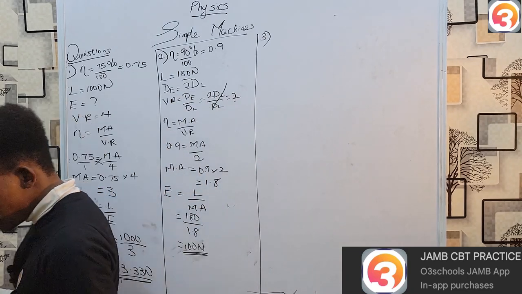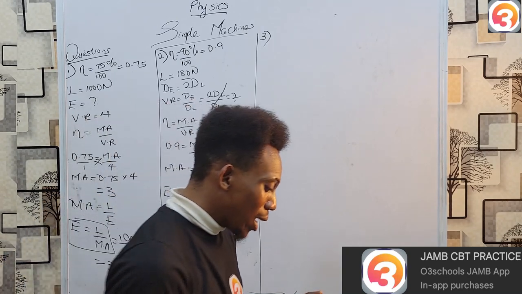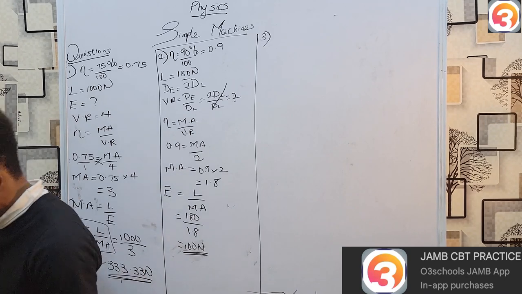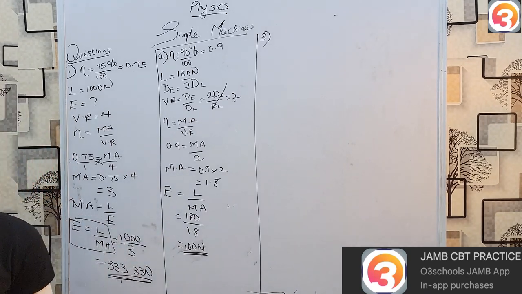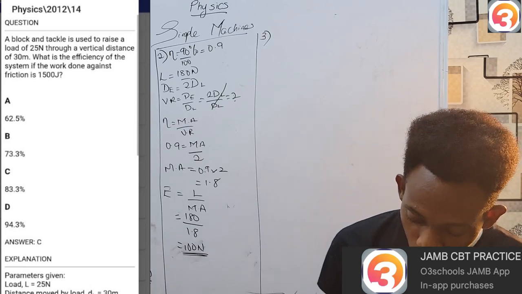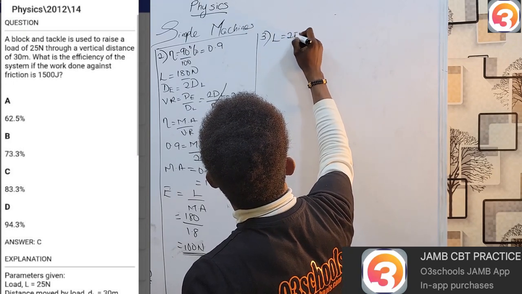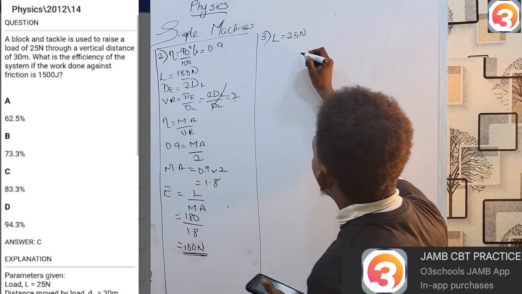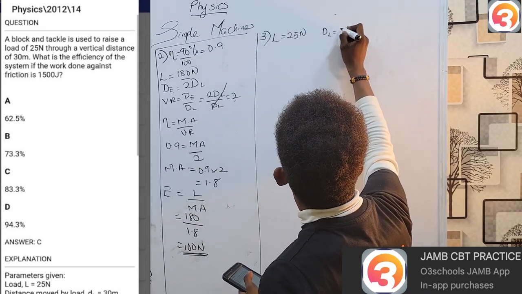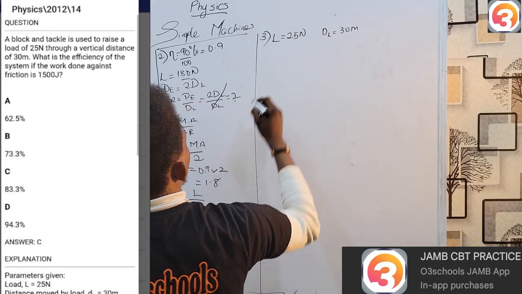Trying our third question. This one tells us that we are dealing with a block and tackle system. Oh, my bad, this is 2012, number 14, for those of us checking out the JAMB app. Now, this block and tackle is used to raise a load of 25 newton. The load is 25 newton, through a vertical distance of 30 meters. That means distance moved by load is 30 meters. What is the efficiency of this system?